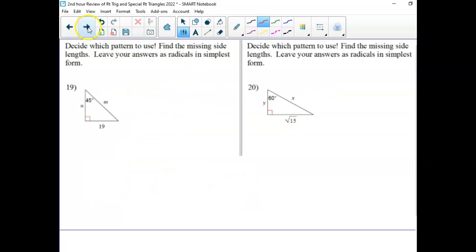All right. Who's got 19 quick? N is 19 and M is 19 square roots of 2.